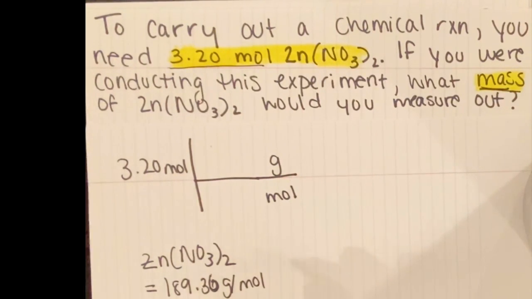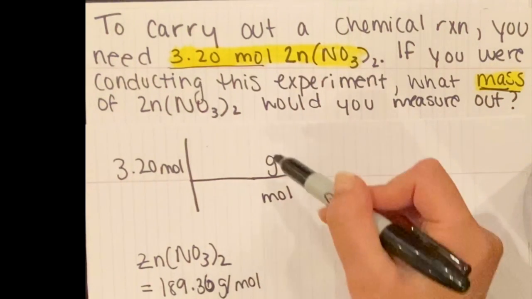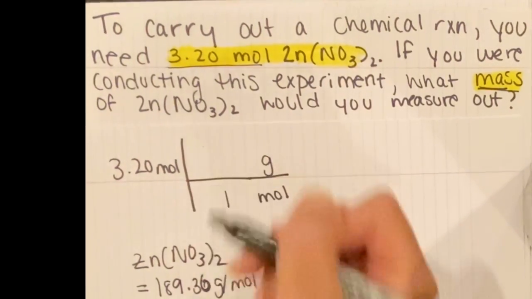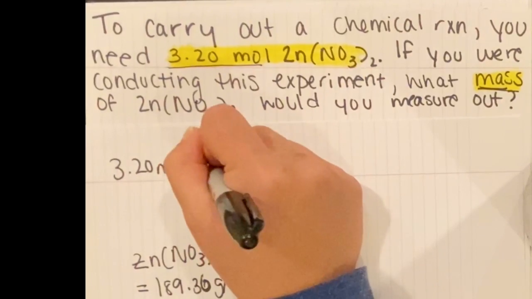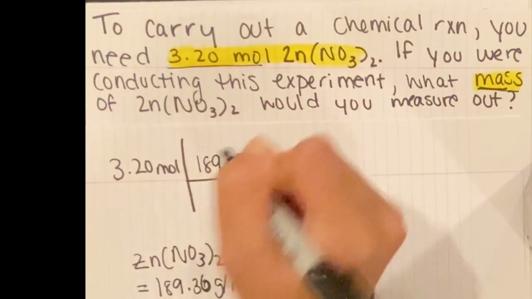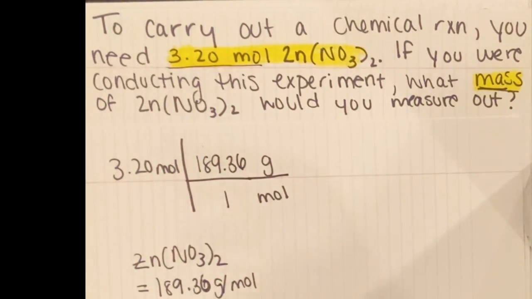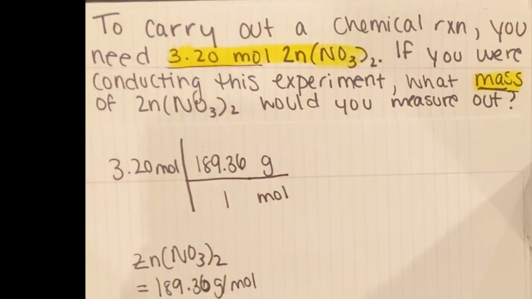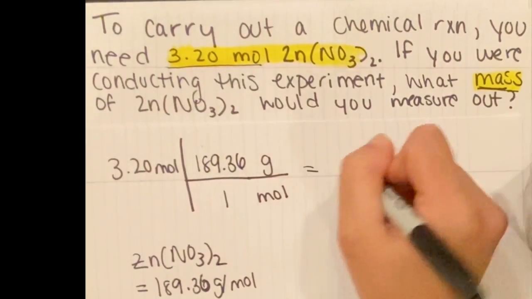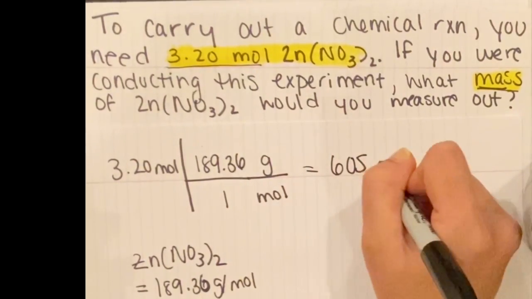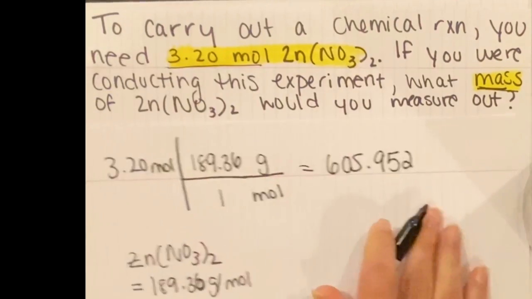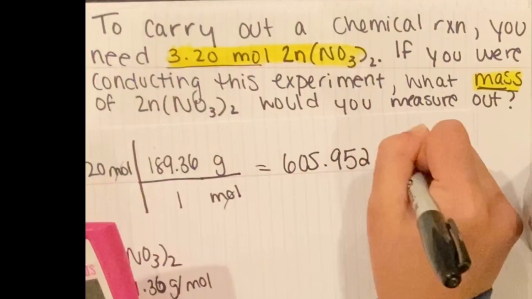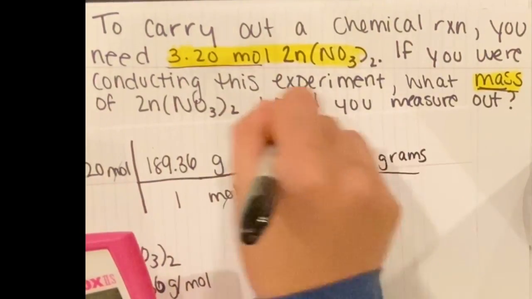And that right there is my conversion factor. Do you see how grams per mole matches grams per mole? So I'm just going to fill that in. So for every 1 mole of zinc nitrate, I have 189.36 grams. Now, you guys are masters at this. Multiply across, divide on the bottom. So you would get 605.952. For my units, my moles cancel out, and I'm left with grams, okay, which is what I want.